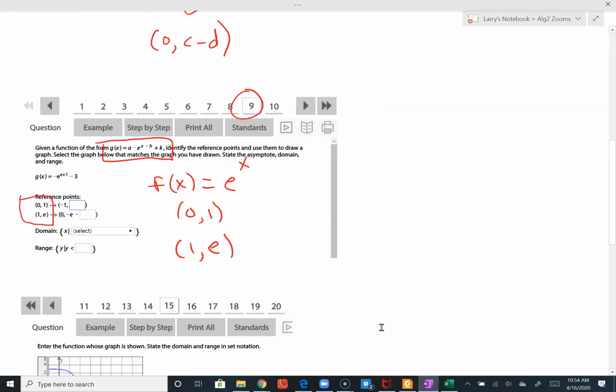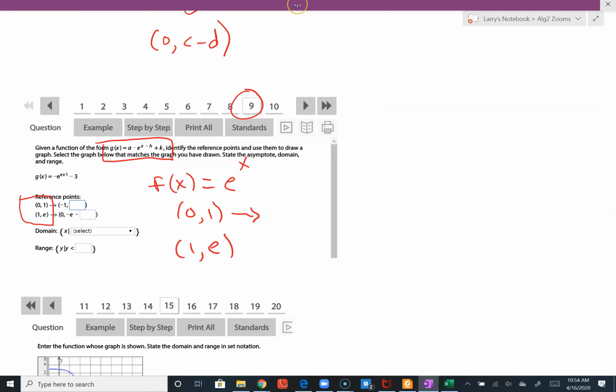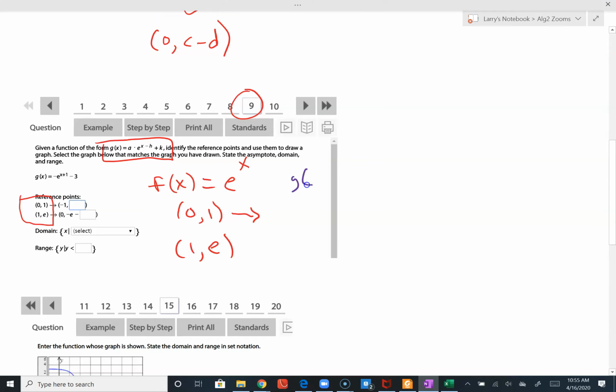Well, we're going to make some changes. Our new function is g of x equal to negative e to the x plus 1, minus 3. I'm going to put a negative 1 out there just so we clearly see what we've got going on. Well, let's consider what our changes are. This negative 1 is a y change, and this minus 3 is a y change. This plus 1 is an x change.